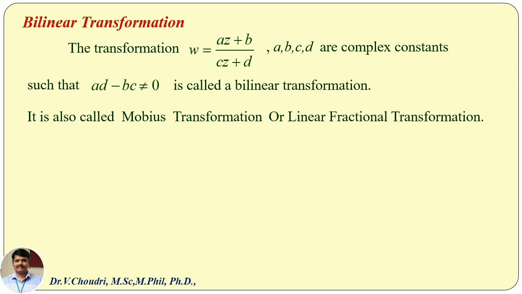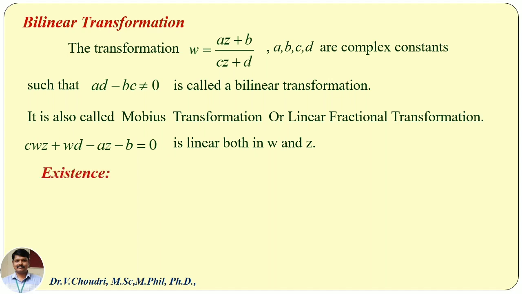Now we bring this denominator CZ plus D to the left hand side. Then we multiply W with CZ plus D. It comes CWZ plus WD minus AZ minus B equal to 0. Look at this equation, that is linear in both W and Z. That's why it is called bilinear transformation.